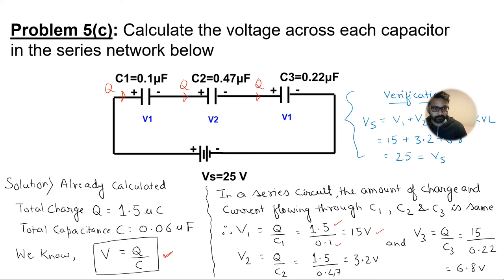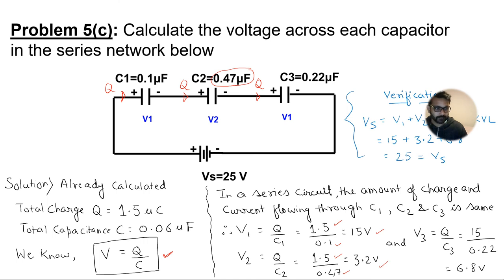Similarly, if we calculate V2, it will be charge Q divided by C2. So the charge is 1.5 microcoulombs divided by C2, which is given as 0.47 microfarads. I substituted it here, and after calculation we get 3.2 volts.